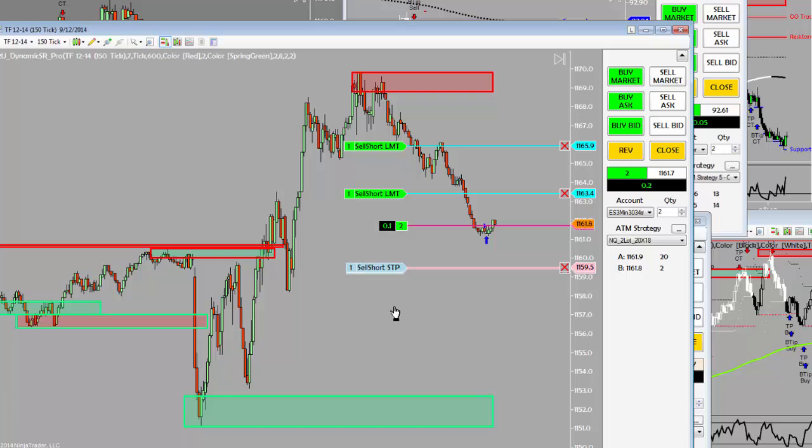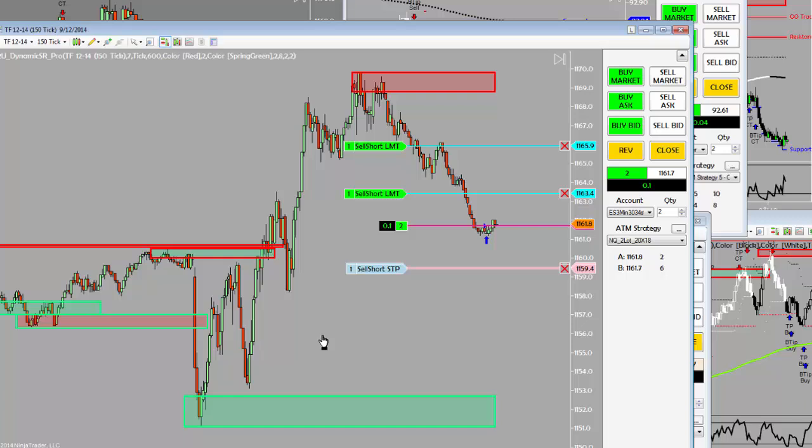Where's price relative to? So right here, look left. These are DSR resistance zones. We'd anticipate this resistance would be support after broken. I don't have a current DSR level plotting. I do, however, have the structure right here.